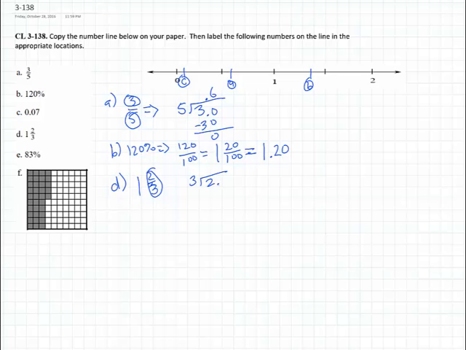3 can't go into 2, so we'll put 0.0. 3 goes in 2 6 times. 6 times 3 is 18. Subtract that. Okay. We get 2. Drop the 0 down. 3 goes in 2 6 times again. And we'll notice it's going to repeat the same thing. That means the 6 is going to keep repeating on forever.